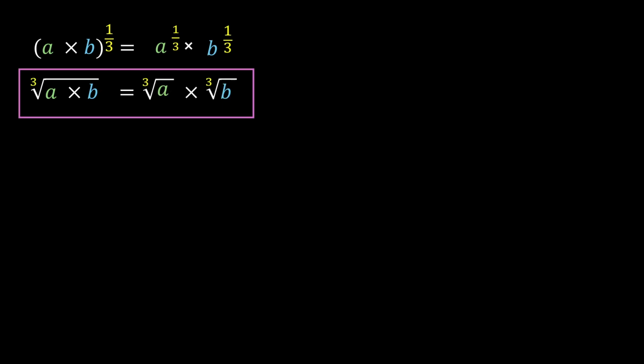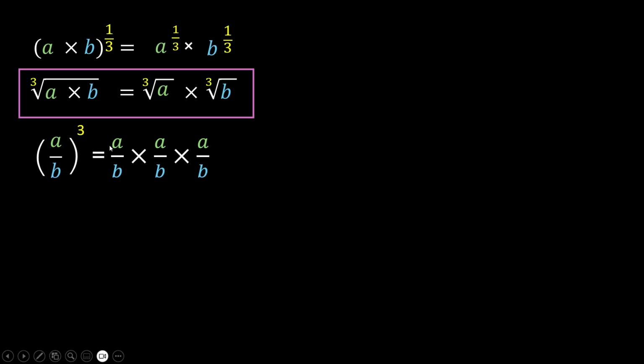Now, let us look at one more thing. (a upon b) raised to power 3, what would this be equal to? We know that if something has a power of 3, we multiply that value to itself 3 times. So, this will be equal to a upon b into a upon b into a upon b. Now, if you look at the numerator, you have a into a into a, which is a cube. Similarly, b into b into b is b cube. So, this is equal to a cube upon b cube.